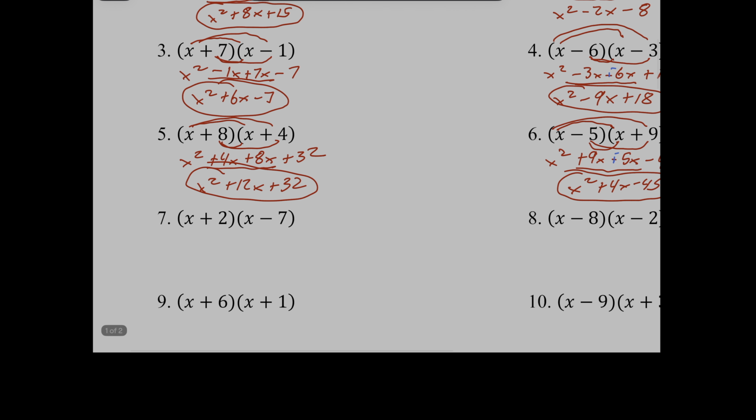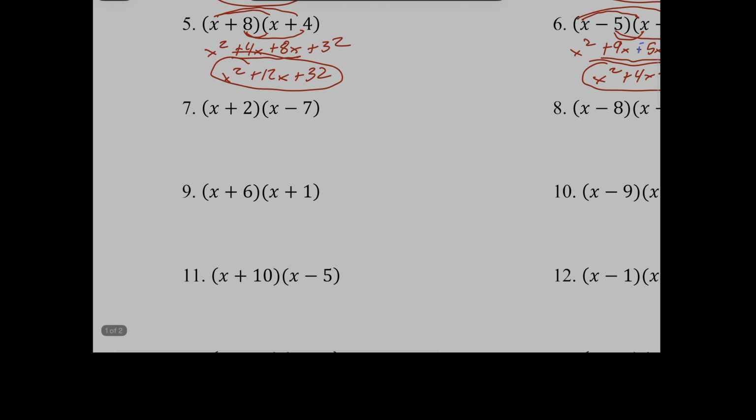Now that you know how we do the FOIL, and it's good to know because when they're not set up with the x plus 7 or something like that, if it's like 3x plus 7 or 2x squared minus 5x, you need to know the FOIL. So it's important you know all the steps. But let me show you the shortcut here.